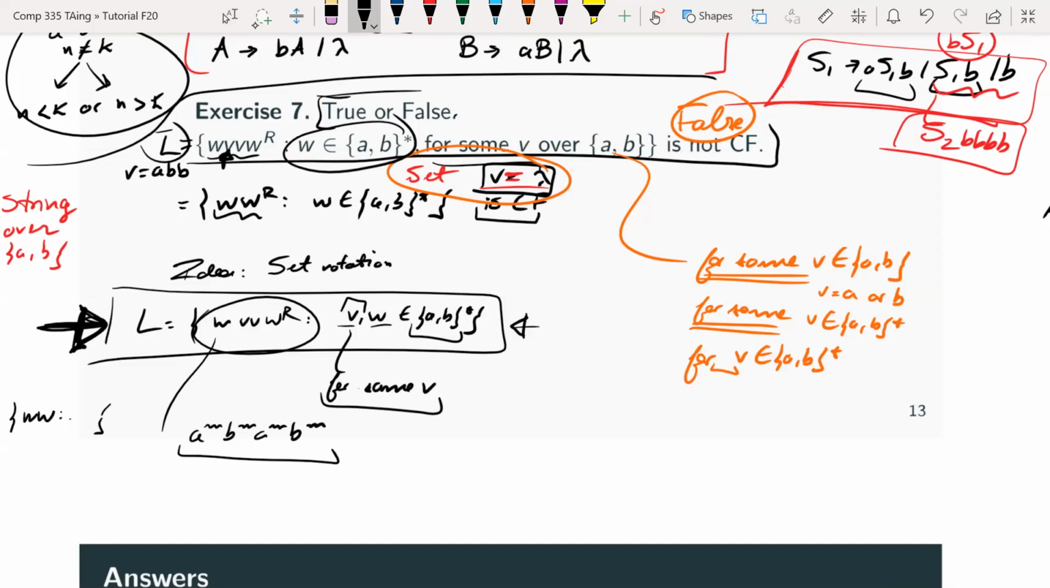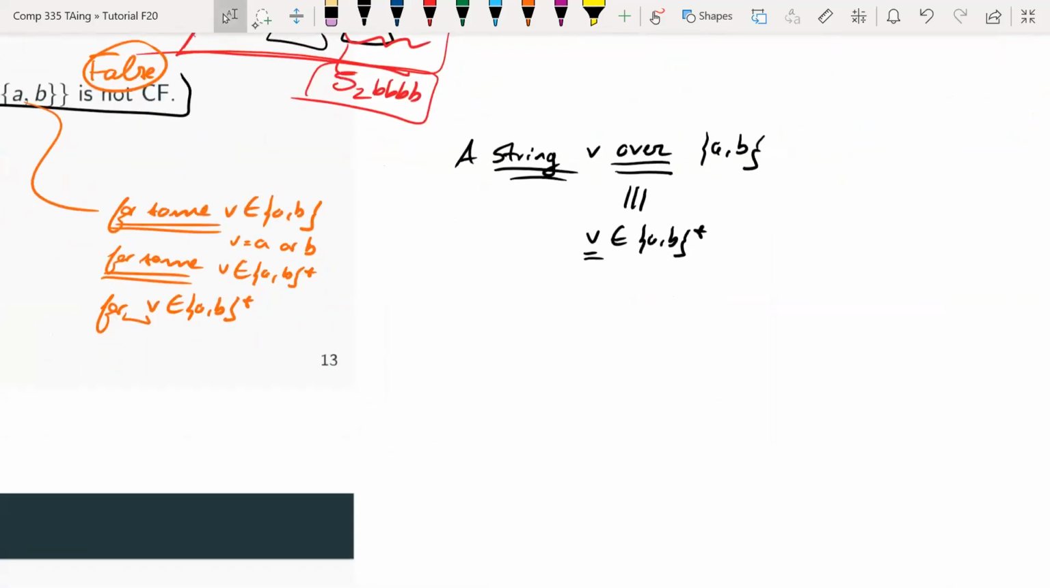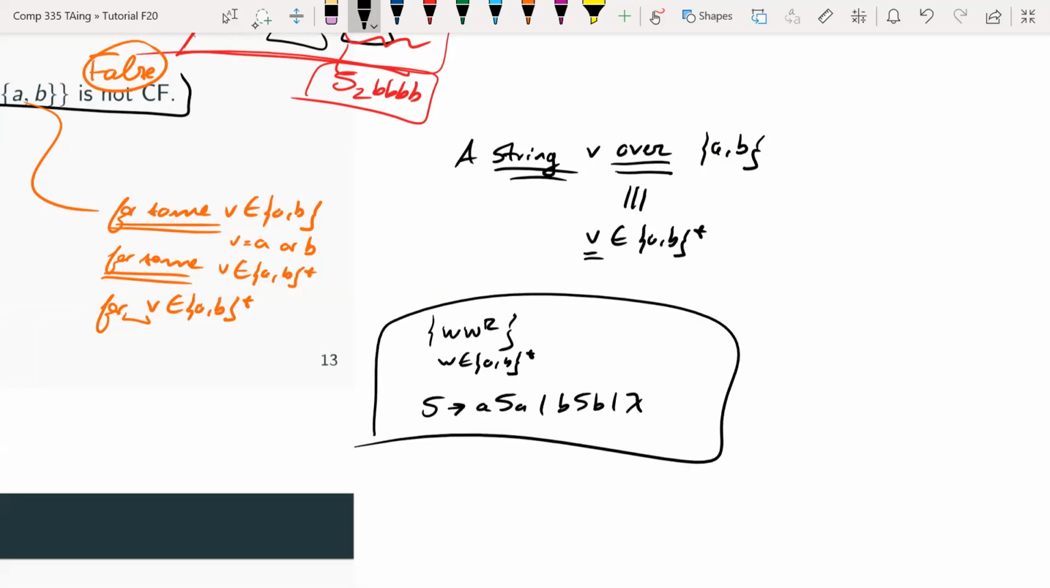Existential crisis. How is WW context free? Okay, let's calm down with the questions. WWR is context free, right? Because you can do A as A, B as B, or lambda. So this is a quick proof for why WWR is context free. If it said V in AB star, then yes.